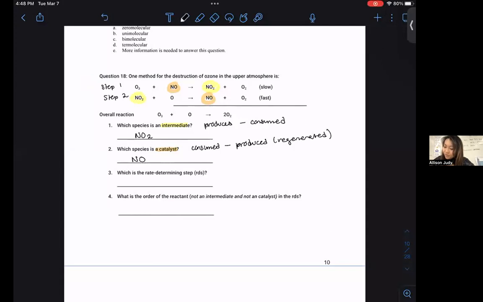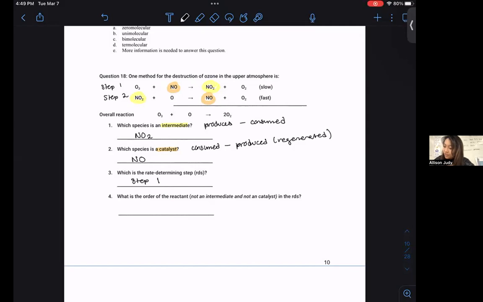The rate determining step for a multi-step reaction is the slowest step. So for us, step 1 is our rate determining step. How did we know that? Well, it's almost always labeled as slow, okay? So what is the order of the reactant, not an intermediate and not a catalyst, in the RDS?